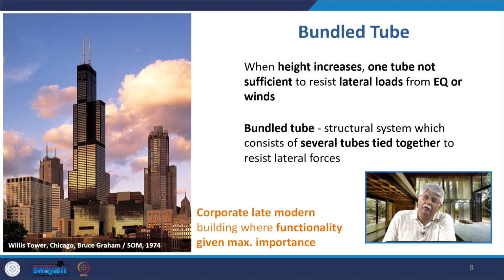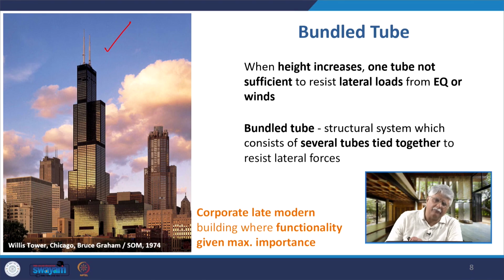Then came the idea of the bundle tube, again propagated or put forward by Fazlur Khan. When the height increases, one tube is not sufficient to resist lateral loads from either earthquake or winds. Therefore, the method of the bundle tube was found, in which the structural system consists of several tubes which are tied together to resist the lateral forces, and the building that came up as a result of this was the Sears Tower, now known as the Willis Tower, by Skidmore, Owings and Merrill.